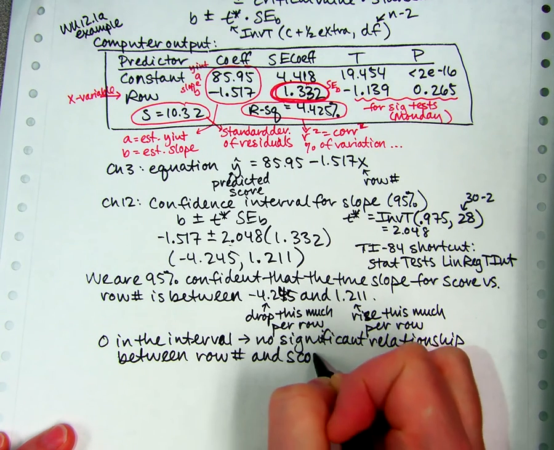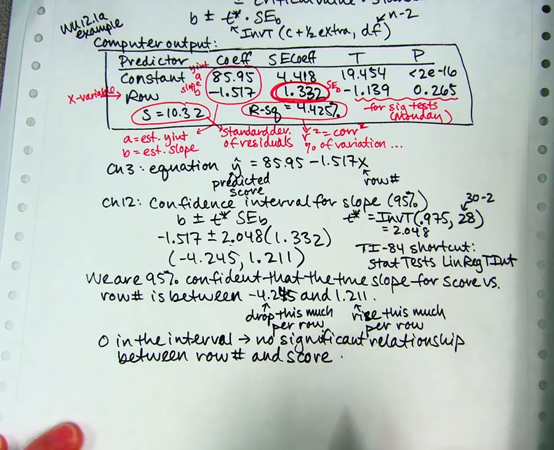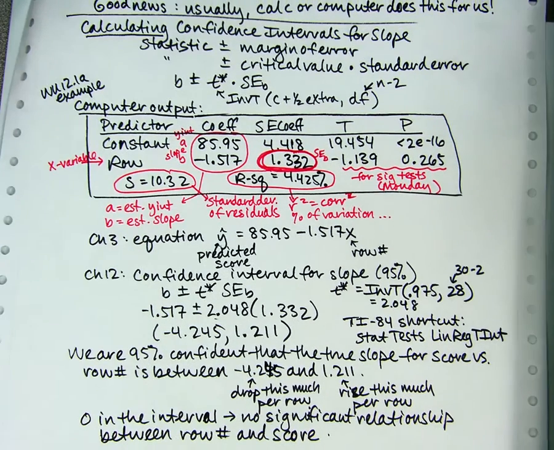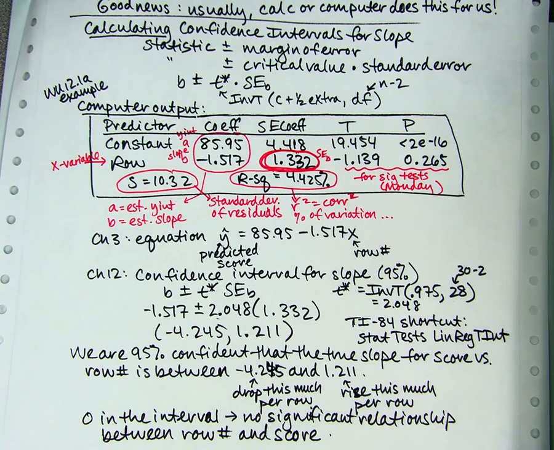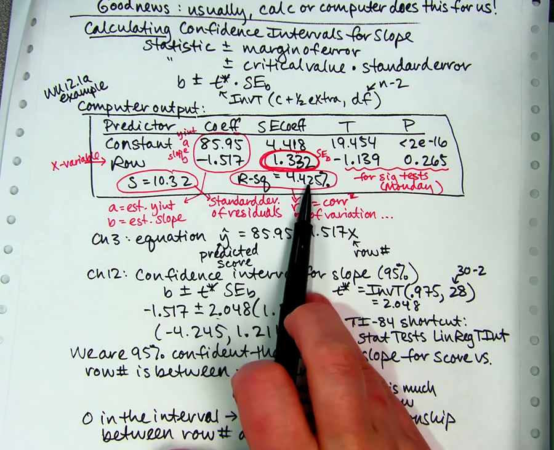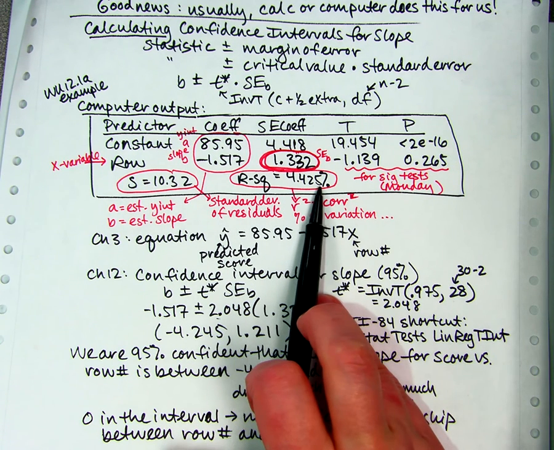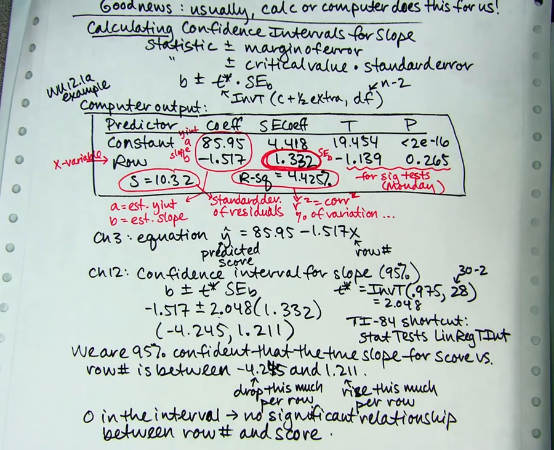And we saw that when we looked at the graph, actually, we kind of predicted that. And then we saw it again when we looked at the randomization simulation in the warm-up 12.1a. You can also see it here in R squared. 4.425% of the change in score is based on row, and the rest of it comes from something else. So most of the variation in scores is not because of rows, it's because of something else.